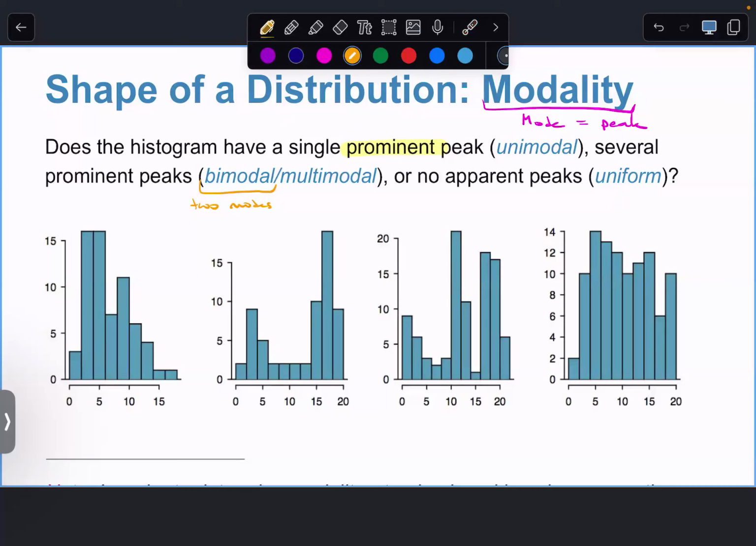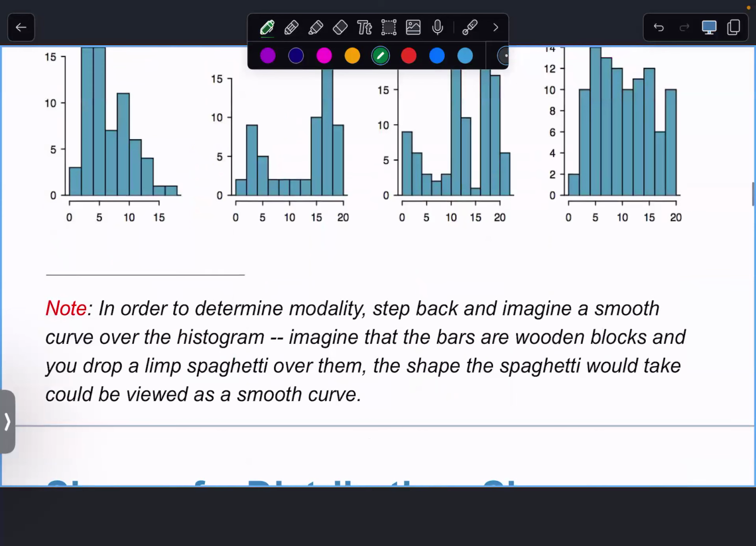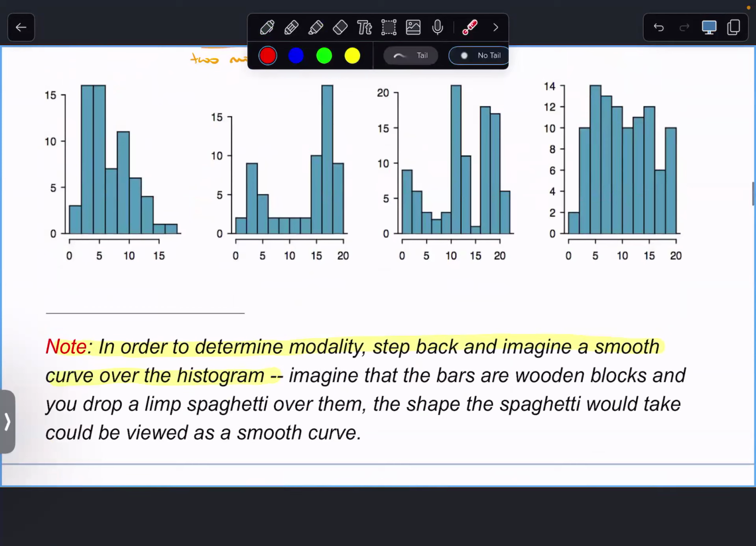And so what you're going to do is just imagine a smooth curve over this histogram. You don't want to get hung up on little things like this, and so you don't want to be looking at this and calling it bimodal. That's not true. They have to be prominent peaks. And so what this is going to look like is just kind of like this.